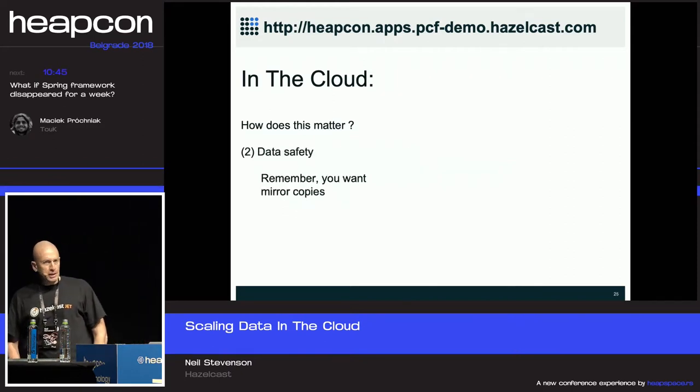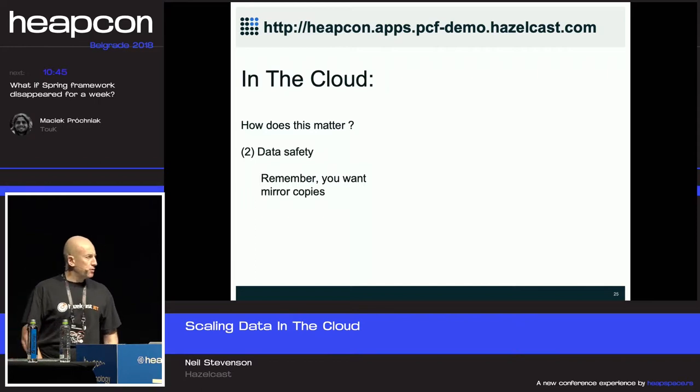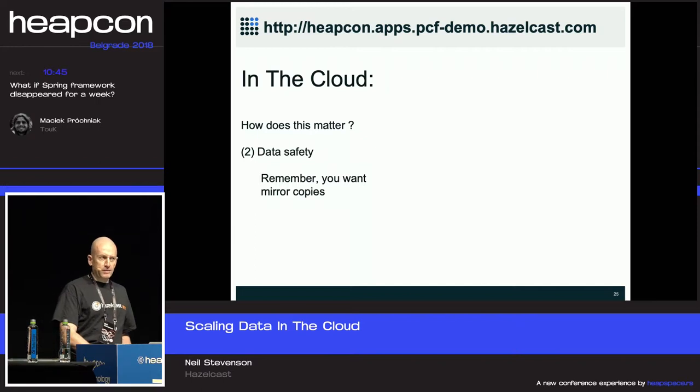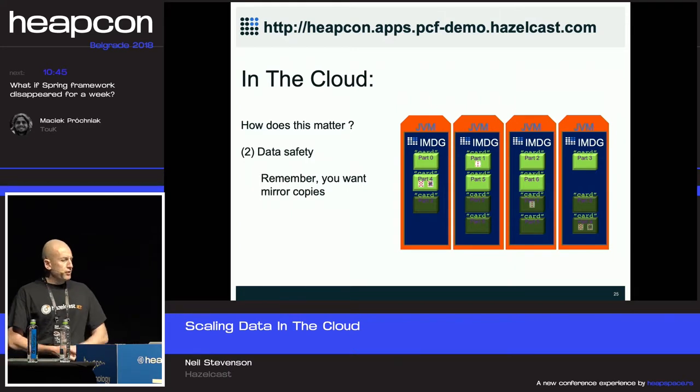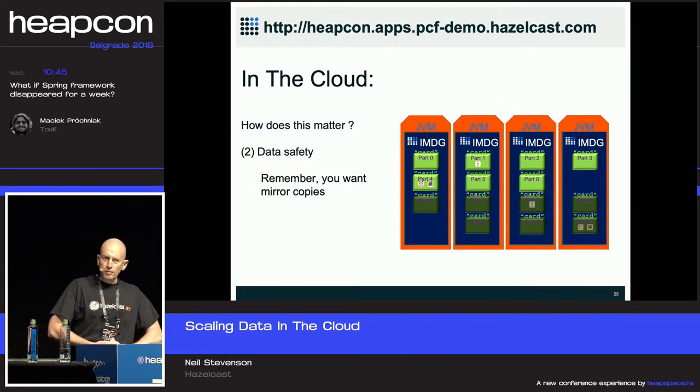The second part about the cloud, that you've got to be a bit more careful about, is where actually are these servers? So it's bad enough that you didn't know where they were in advance, but you actually really kind of need to know where they are at some point in time. So if you imagine this is my data grid, these are my four JVMs.